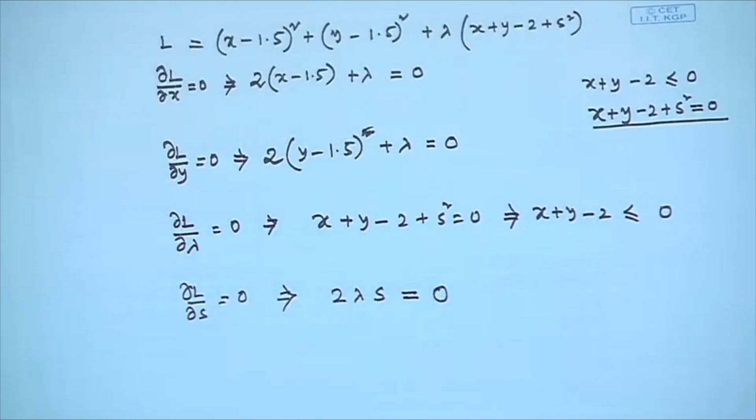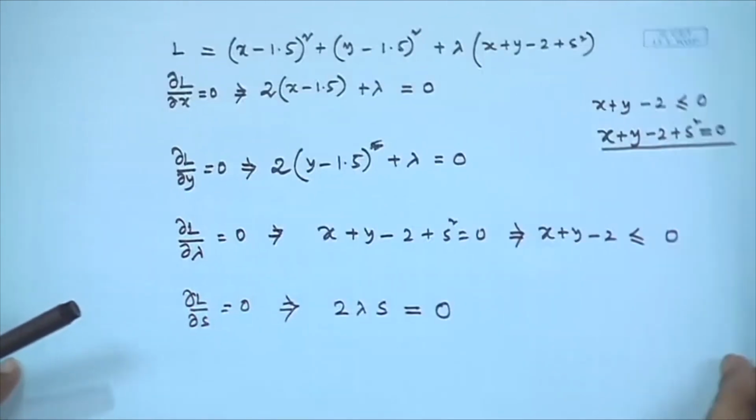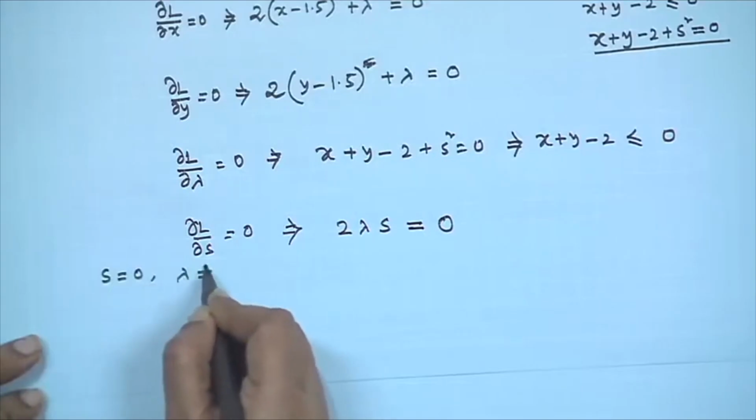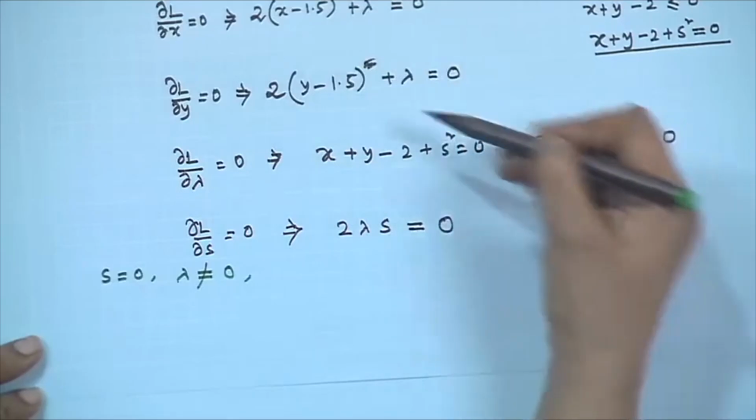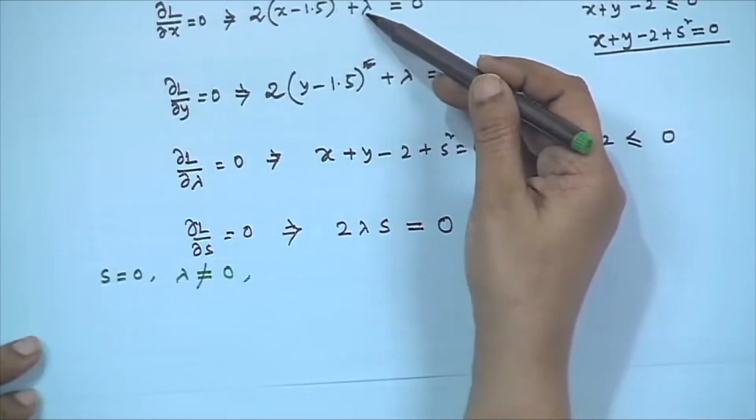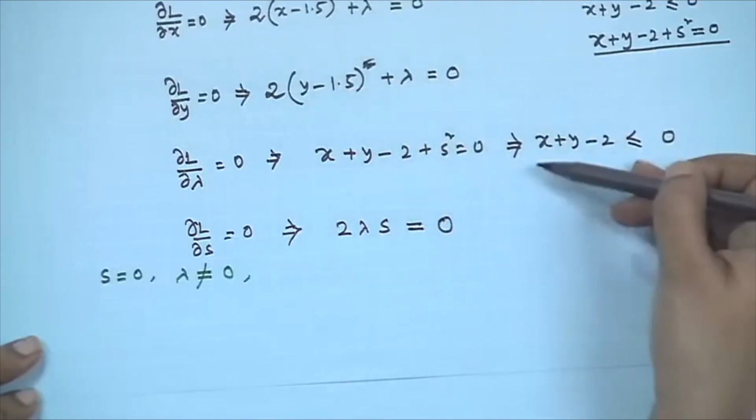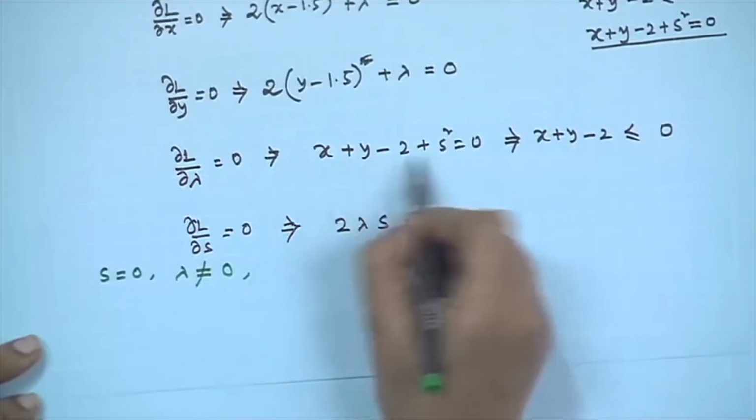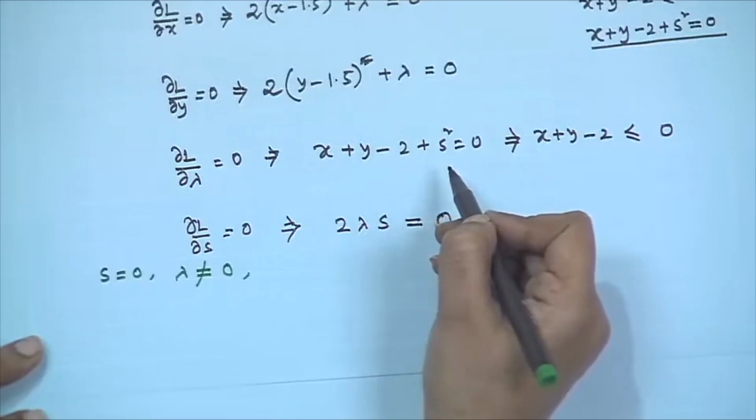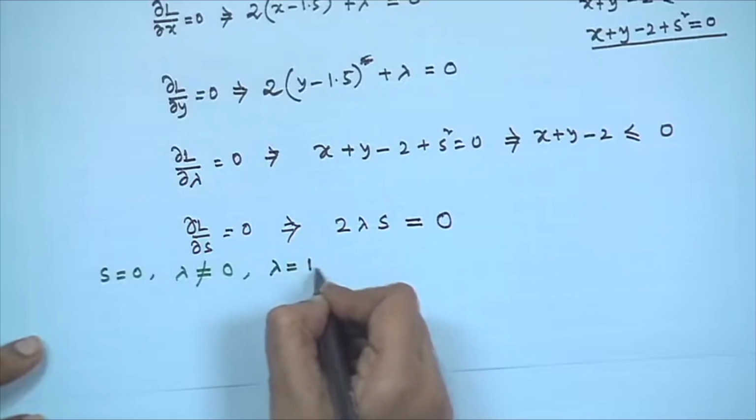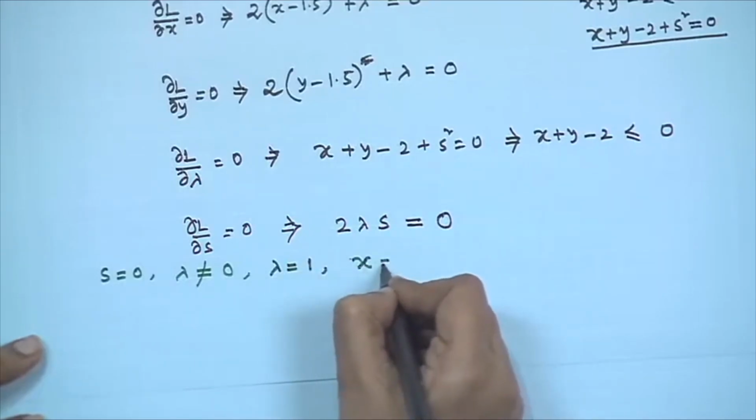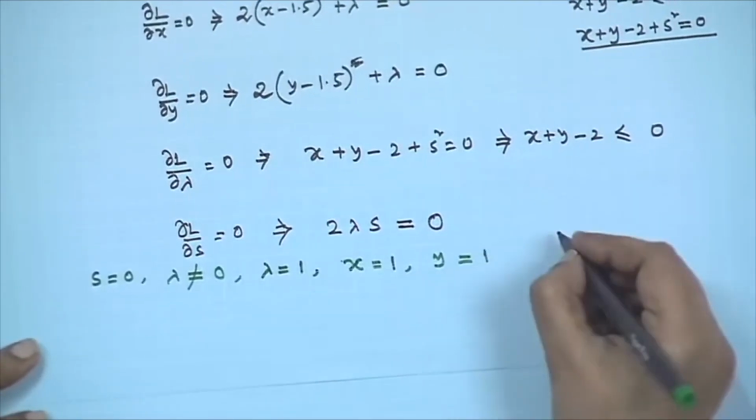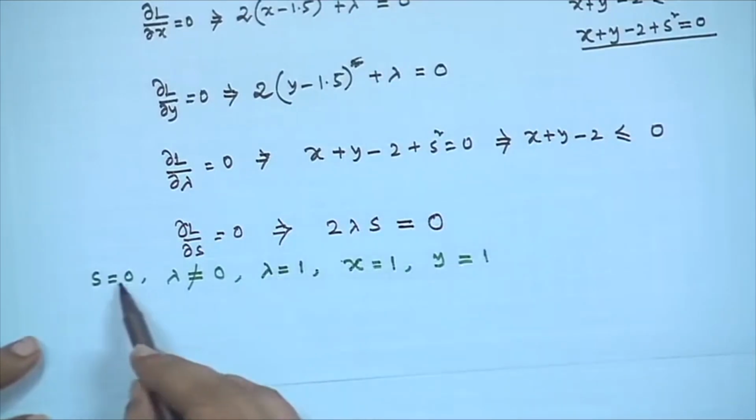All right. Now, if we consider the values, suppose s is equal to 0, then lambda is not equal to 0. If we write lambda in terms of x and lambda in terms of y, and substitute this here with s equal to 0, we will get one equation with lambda only, and from here we get lambda equal to 1. If lambda is equal to 1, we get x equal to 1 and y equal to 1. All right, and that is why my solution would be x equal to 1, y equal to 1, lambda equal to 1, s equal to 0.